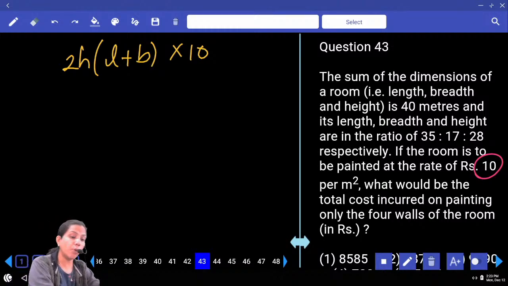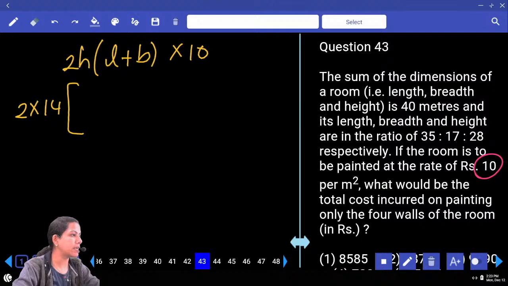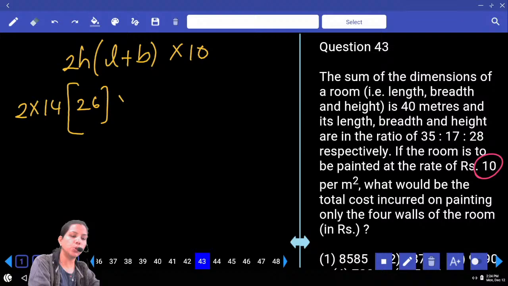Okay. H, how many parts in your ratio? H, how many parts? 20. What is each part value? Half. So it is 40. L plus B, how many parts? L, B together how many parts? 52. L plus B is 52. 52 into half is equal to 26, into 10.